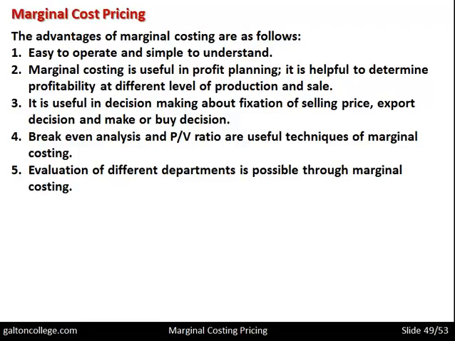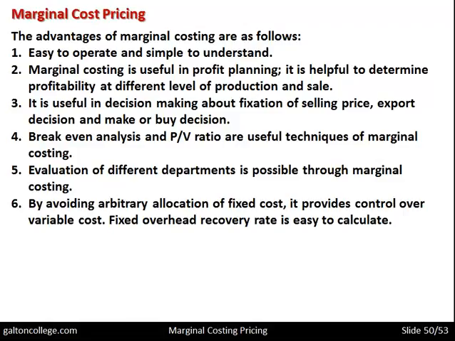Evaluation of different departments is possible through marginal costing. It's possible to work out the efficiency of different departments. How much does it cost to make a product in one department? How much does it cost to make a different product or a similar product in a different department? And it may be the case that one product passes from one department into the next. It's possible to work out the cost in one and then add on the cost in the next one. So it's possible to work out costs throughout departments, particularly if a product moves from one department into another during the production stage.